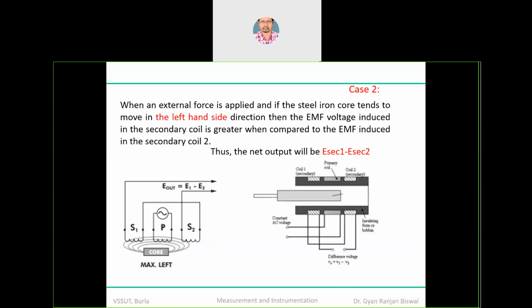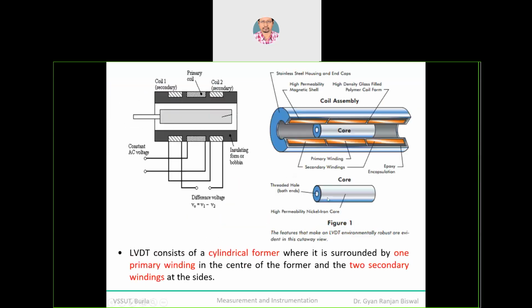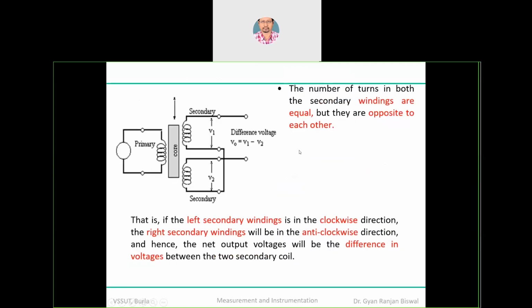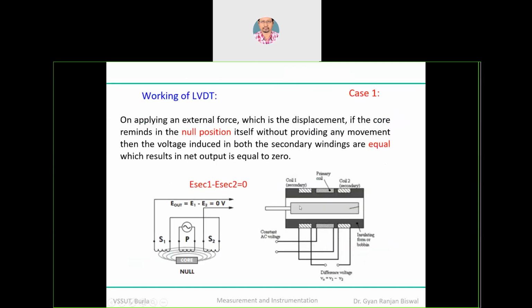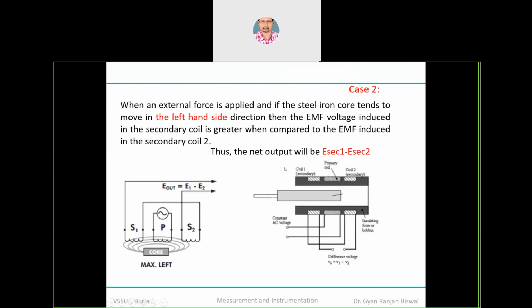Now let's say case number 2, where we are assuming that the core is shifting to the left side of the cylindrical position. The core is moving to the left side of the coil. In that case, because of secondary coil number one, E1 will be very high because the induced voltage will be very high, whereas in coil number two there is no core, so there is no induction, so E2 is reducing, tending to zero. Clear? So in that case, you will get the maximum output due to E1.